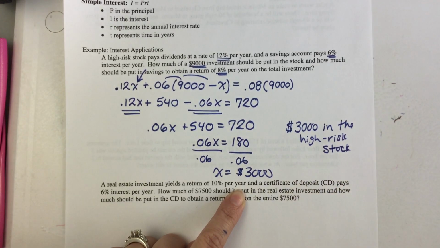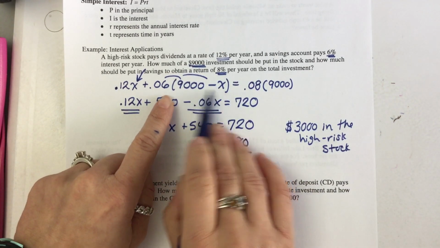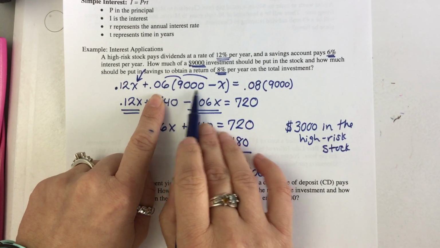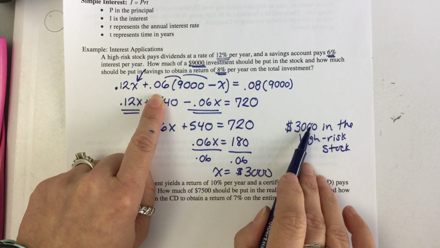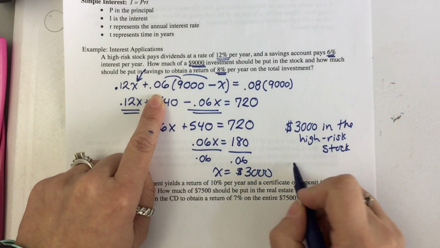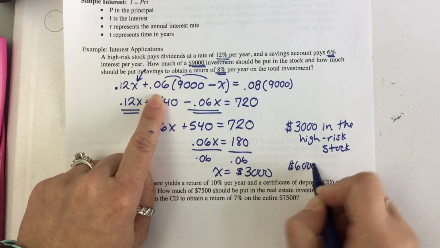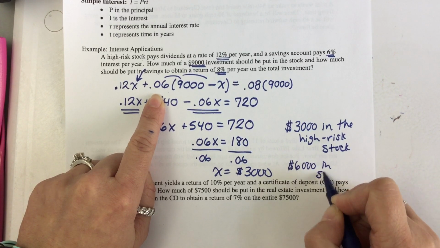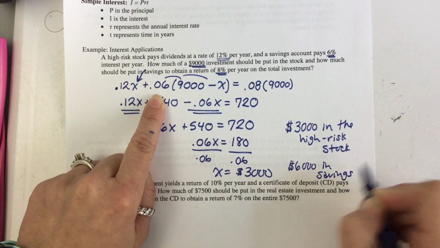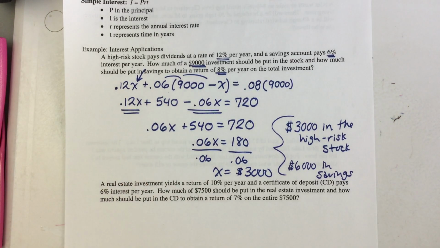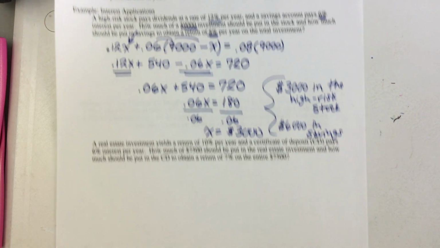So that's how much goes there. The amount that goes in savings is your total minus how much you put in stocks. So 9,000 minus 3,000, 6,000 should go in savings. And if you were to do that, you would end up with an 8% interest on your investment. One more just to make sure we've got it.